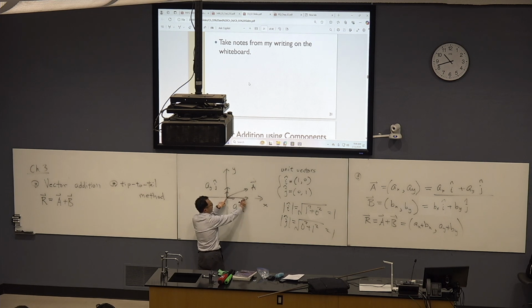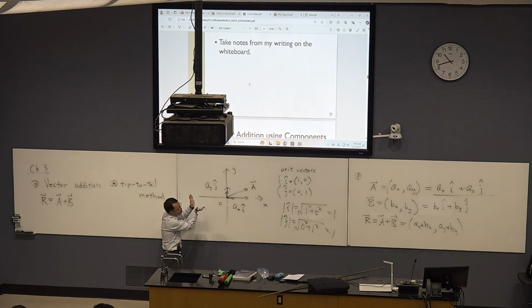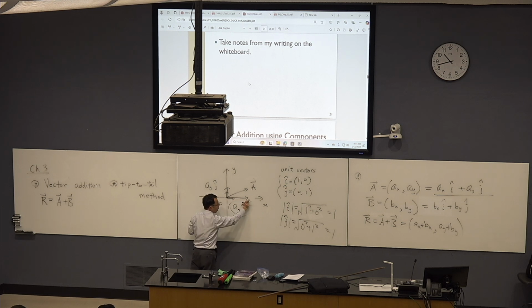Because one vector is here, the other is here. How do I do the sum? They are in two totally different directions, perpendicular to each other. You have this vector which points toward the right, and this vector which points straight up. And how would you do the sum? Once you do the sum, it describes this direction, right?